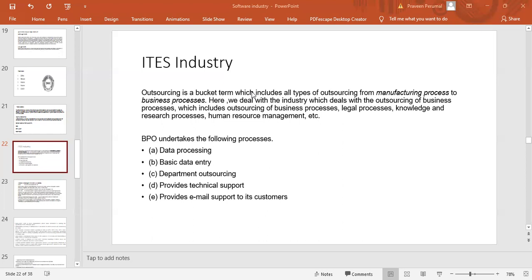BPO undertakes the following processes: data processing, basic data entry, department outsourcing, providing technical support, providing email support to the customers. The dividing line between KPO, that is knowledge process outsourcing, and BPO is very faded. Some experts say that KPO is not different from BPO. Broadly, KPO is a subset of BPO. It just occupies the higher end of the BPO spectrum. KPO, unlike BPO, is not restricted to information technology. It specializes in various other challenging sectors, namely business research, clinical research, intellectual property research, etc.